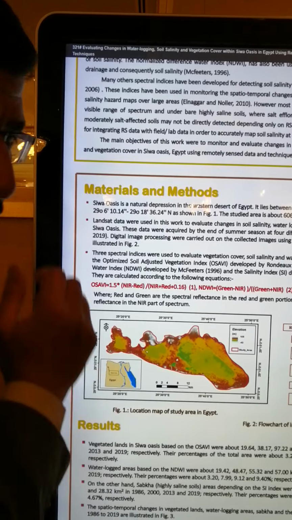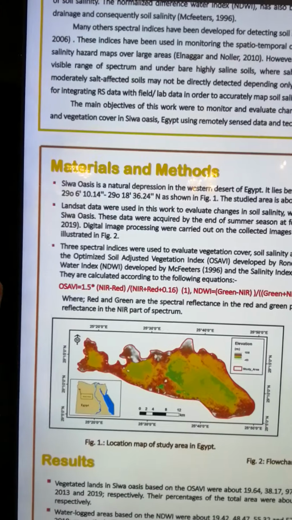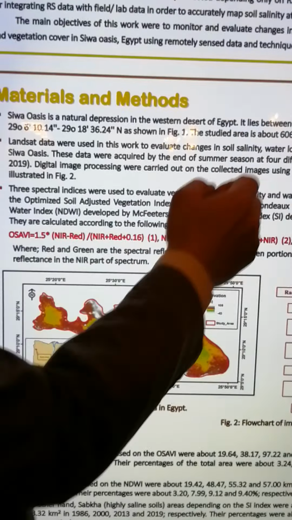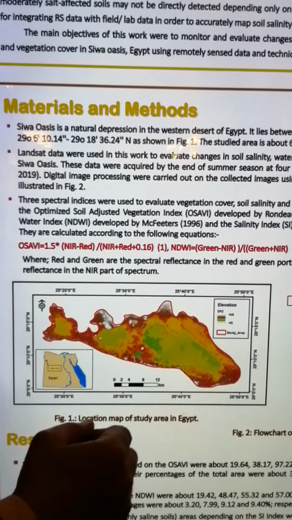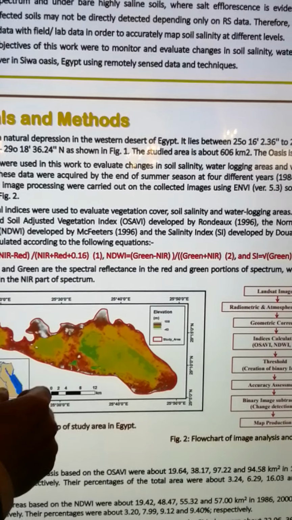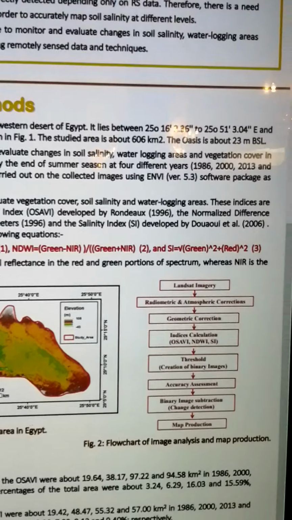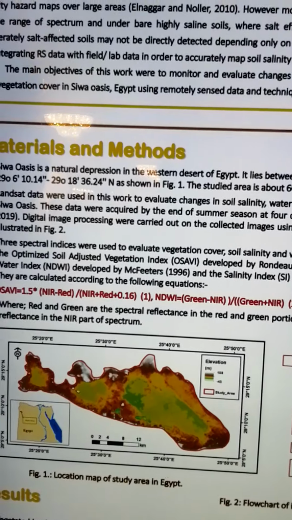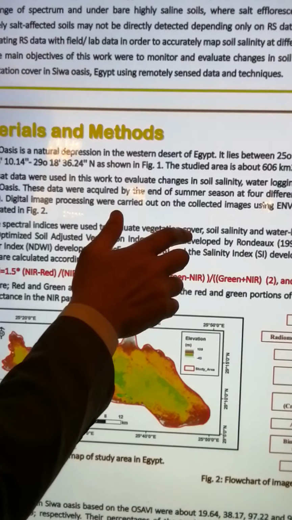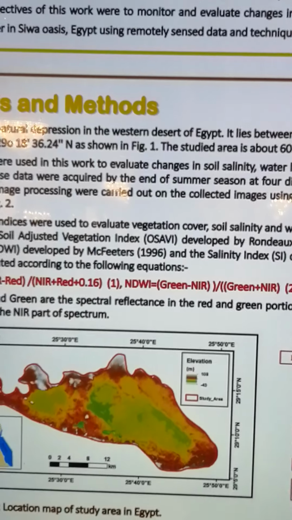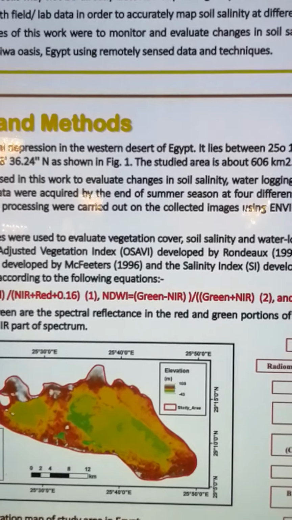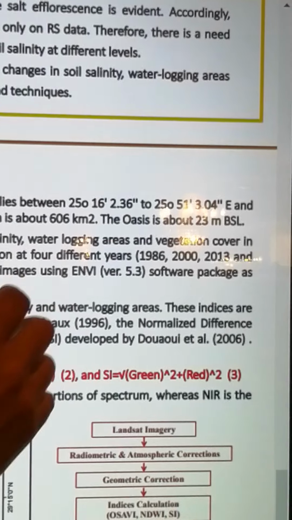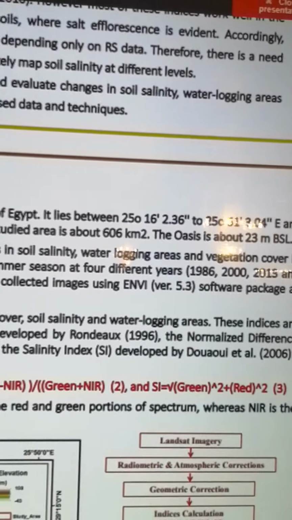This is the location map of the study area in Egypt and its topography. It covers an area of about 606 square kilometers, and it's about 23 meters below the sea level. I've used 4 Landsat images from 4 different years, which are 1986, 2000, 2013, and 2019.